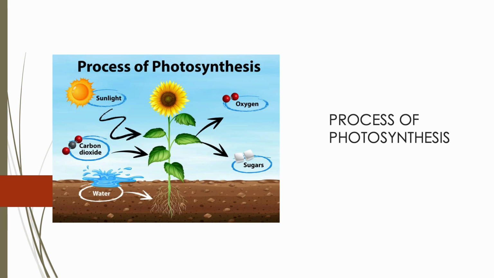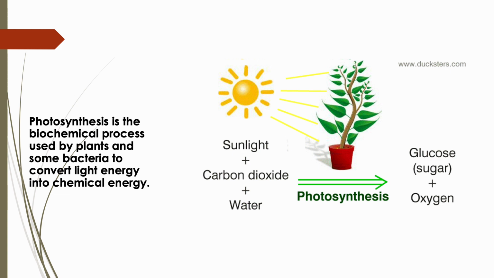This is for my biology subject, which I will be discussing the process of photosynthesis. Photosynthesis is the biochemical process used by plants and some bacteria to convert light energy into chemical energy. Photosynthetic organisms create carbohydrates and release oxygen when using sunlight, water, and carbon dioxide.